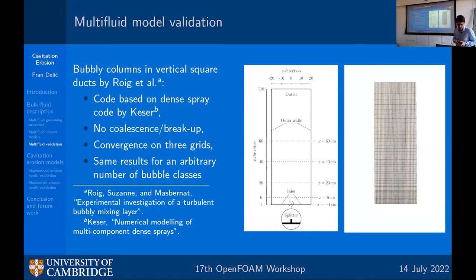And finally, we get to some actual results. This is a bubbly column in a vertical square duct by Roeg et al. The code which I use to solve this is based on a dense spray code by Kesser. It has no coalescence and no breakup. Convergence is checked on three grids, and the results that I will show are the same for an arbitrary number of bubble phases, which is something that we are looking for.